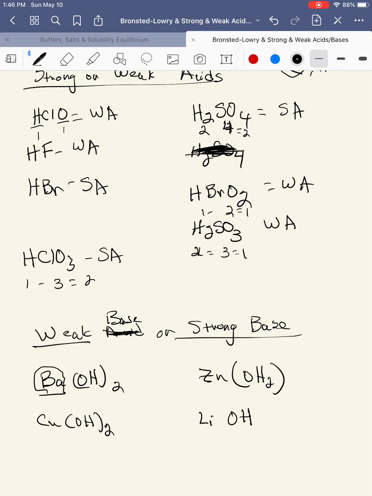Barium, if you look up the periodic table, is in column 2A, strong base. Zinc, not a column 1A or 2A, weak base. Lithium, column 1A, hydroxide, therefore it's a strong base. Copper is in the middle, transition element, not a column 1A or 2A, so it's a weak base.